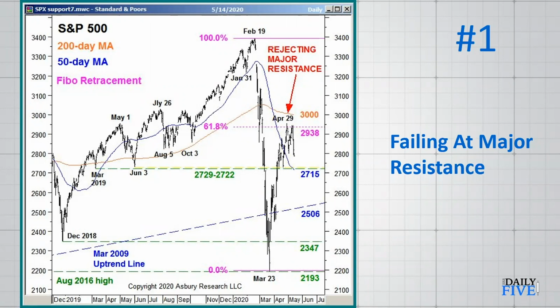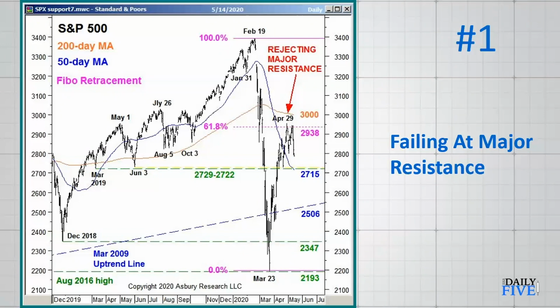The thing I wanted to talk about most importantly today is that we've been testing this major resistance at 2938 to 3000 for a couple of weeks or so now. That's important because this is major resistance. This is a 61.8% retracement of the entire move down from the February 19th peak. And it's also the 200-day moving average, which is mentioned literally every 10 minutes, seemingly, on CNBC and Bloomberg and other major financial news outlets. So we tried to get up there for 2 weeks, and we're failing there now.